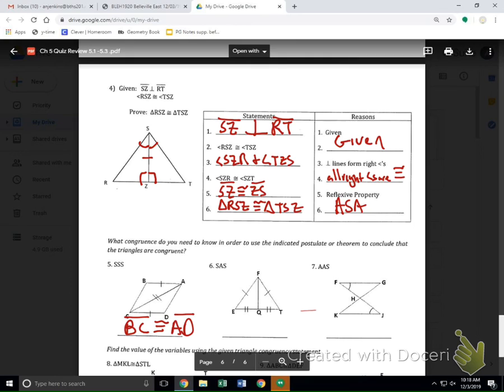Our next one says it's side, angle, side. Well, you have two sides. We'd have to show an angle. Well, since it's side, angle, side, it means it's the angle included between those two sides. So where the two sides meet would be E and T. So we'd have to show that angle E is congruent to angle T.